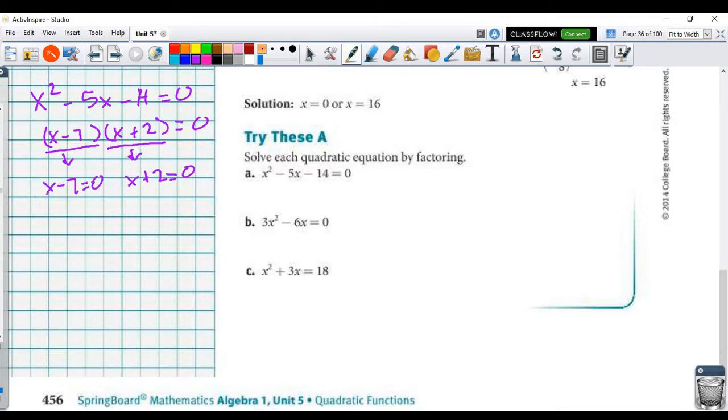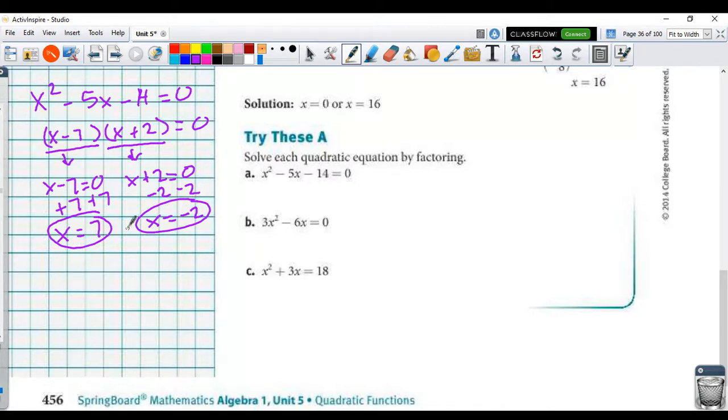So x minus 7 is equal to 0. We're going to solve this. When is this piece actually equal to 0? We're going to add 7 on both sides. So x is equal to 7. That's the first x value that would make this equation be equal to 0. Here we're going to do the same thing. Subtract 2 on both sides. So x is equal to negative 2.